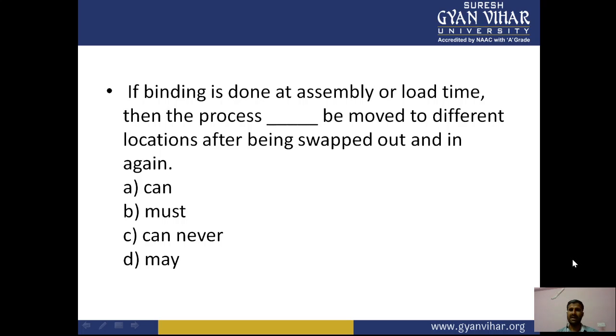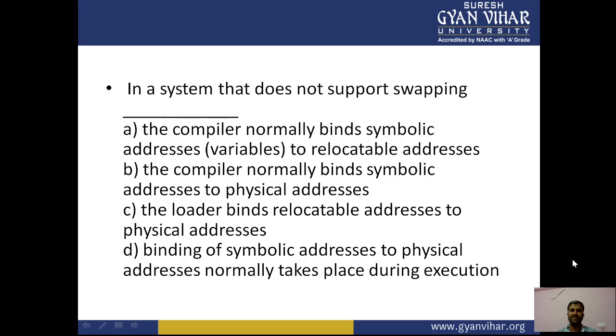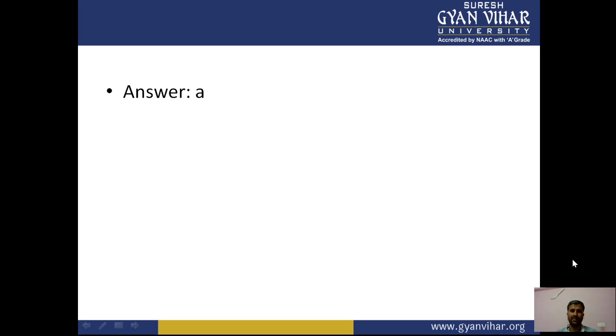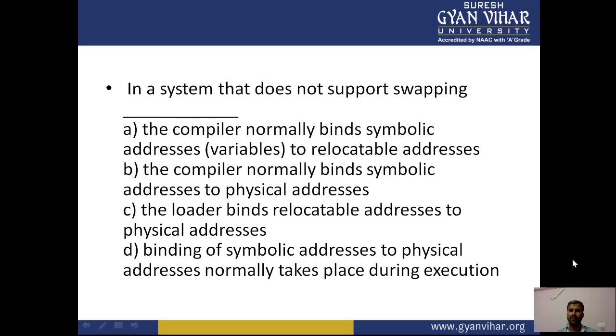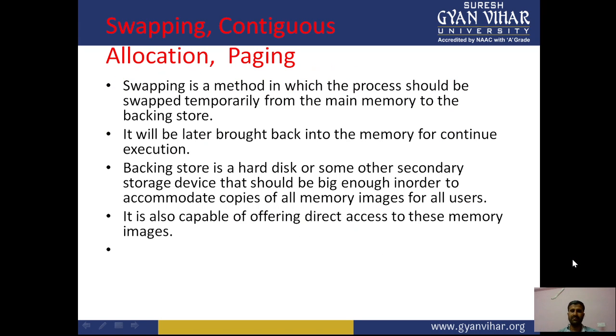If binding is done at assembly or load time, then the process can never be moved to a different location after being swapped out again. So C is the right answer, that is can never. Right? In a system that does not support swapping, so A is the right answer. The compiler normally binds symbolic address variables to relocatable addresses, right? So these are the things that we have discussed about swapping, contiguous allocation, and different kinds of paging.